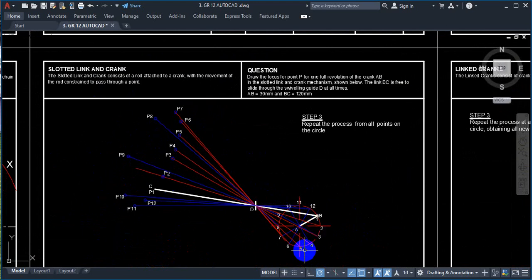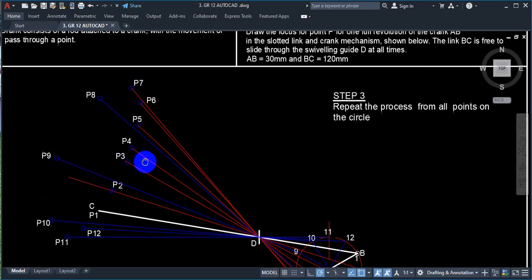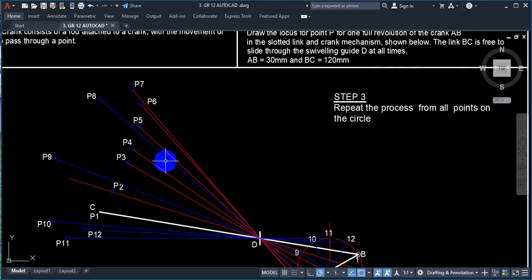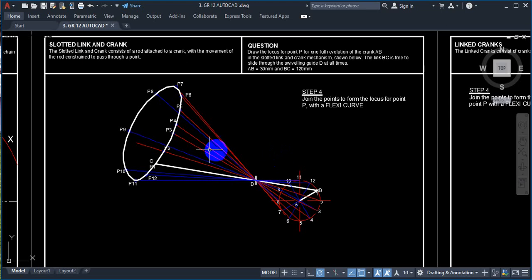Each time you draw a line, for example, let's look at 5, pass through D, take the distance of BP, and place it on 5, you scribe an arc to find P5. You do that for all the divisions, and this would have been your answer when you join it freehand. In this way, you have found your point P. Use your flexicurve or freehand.